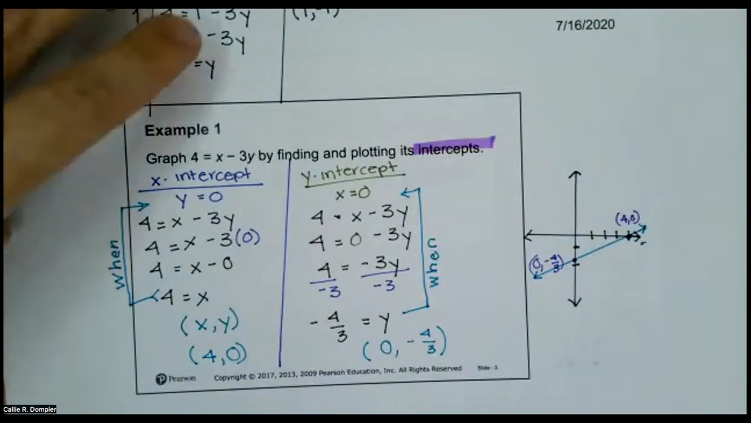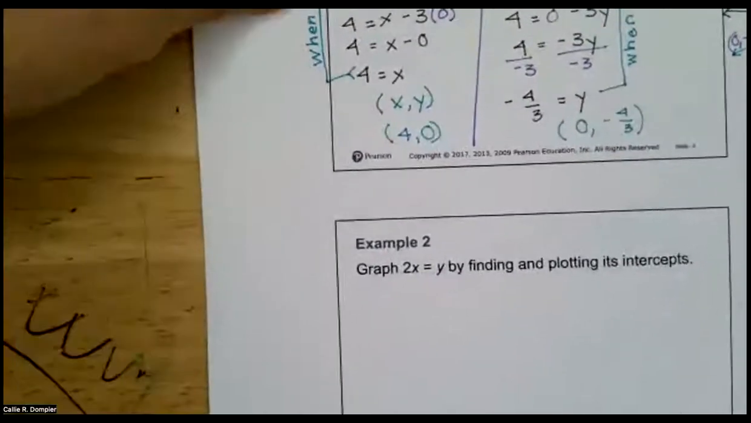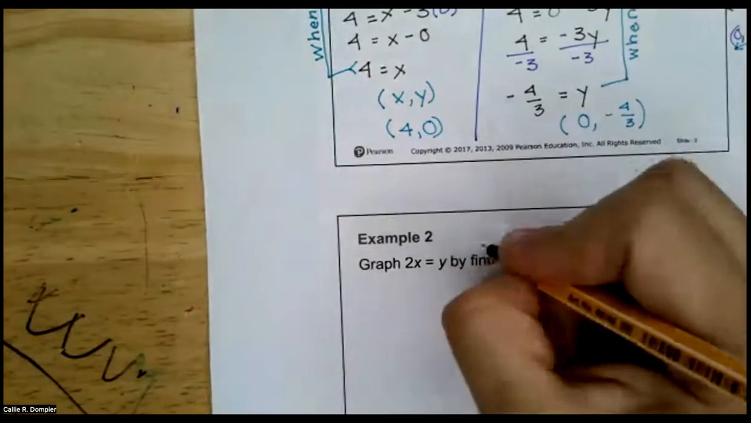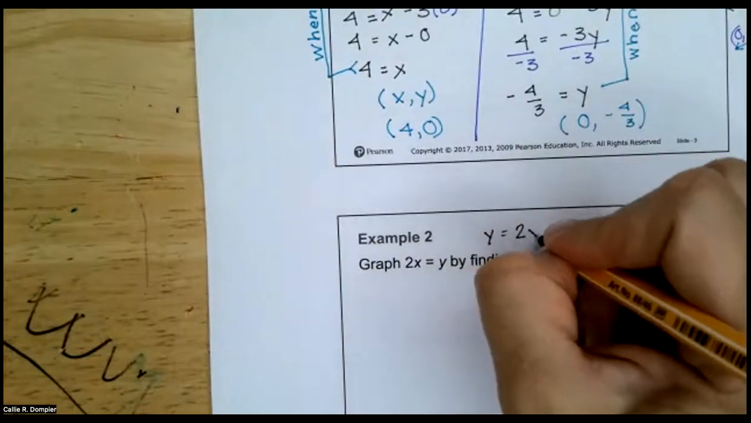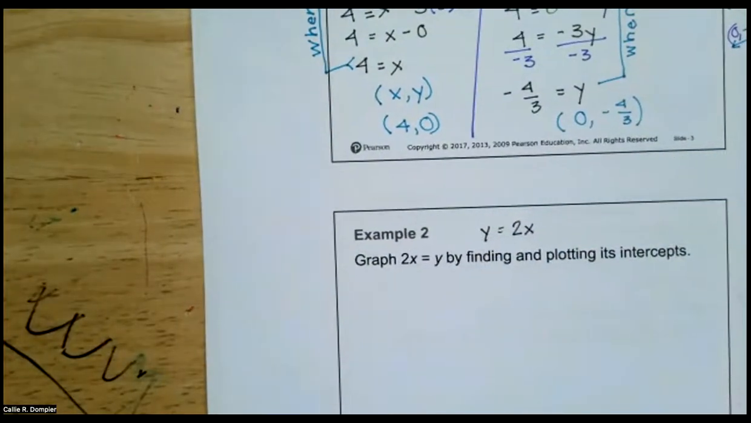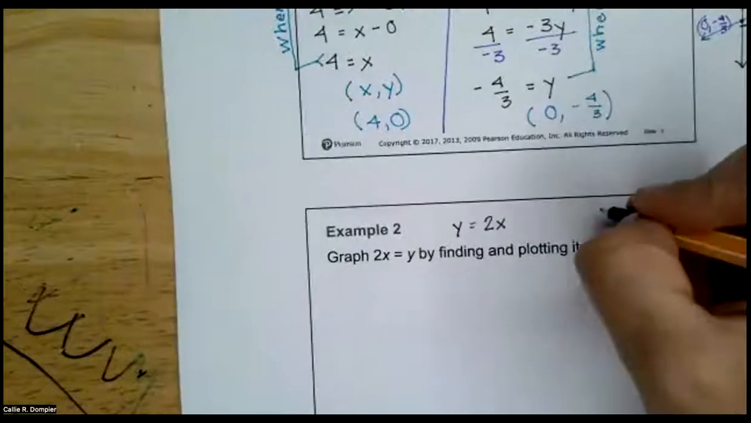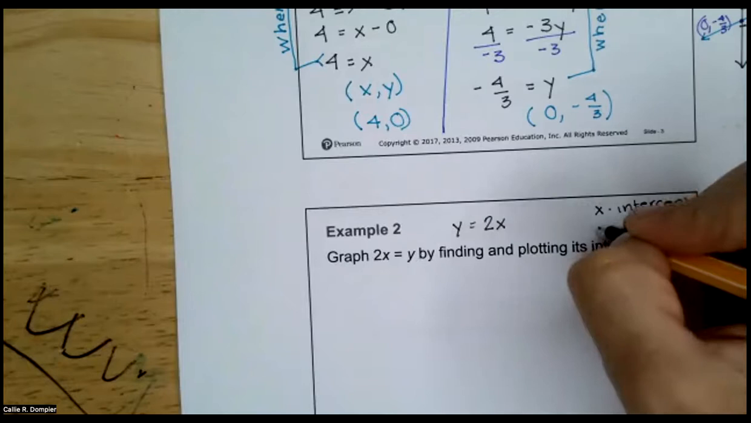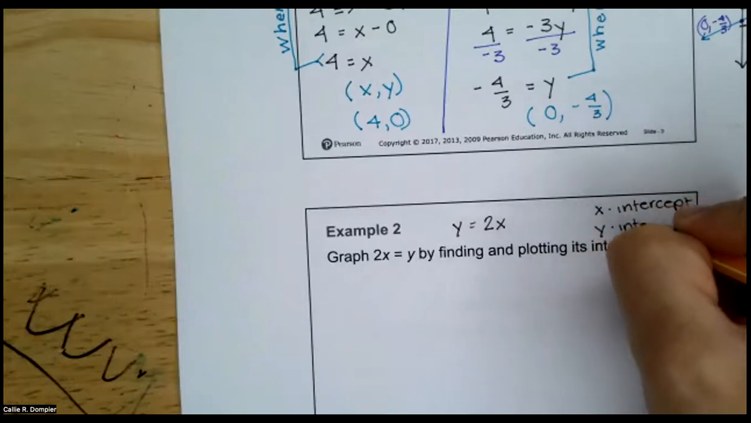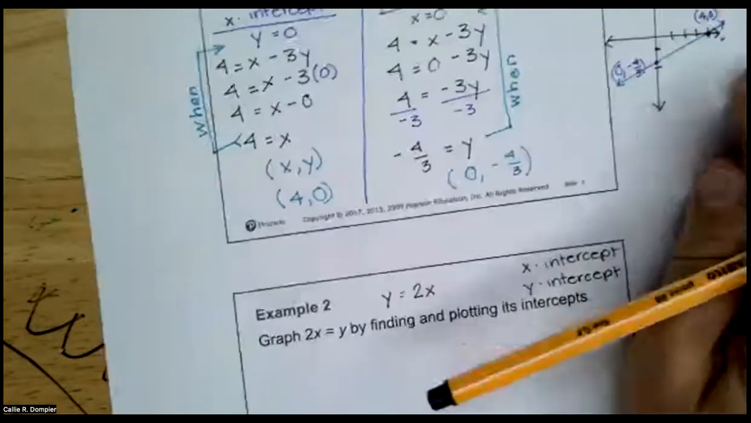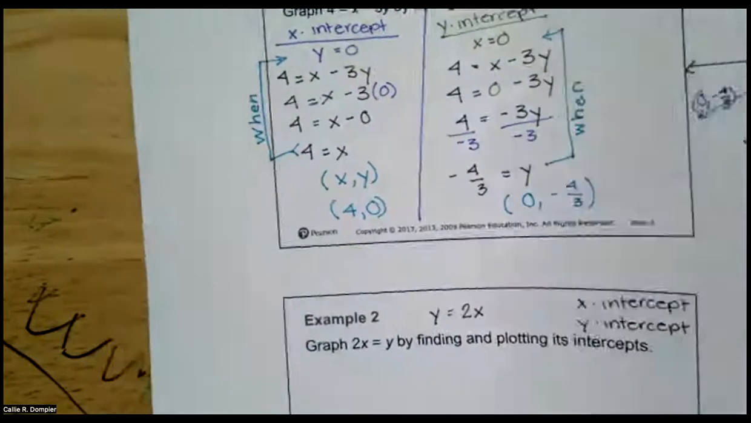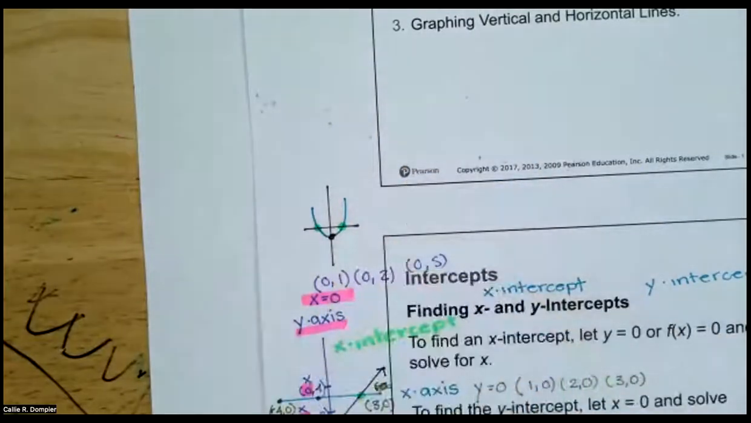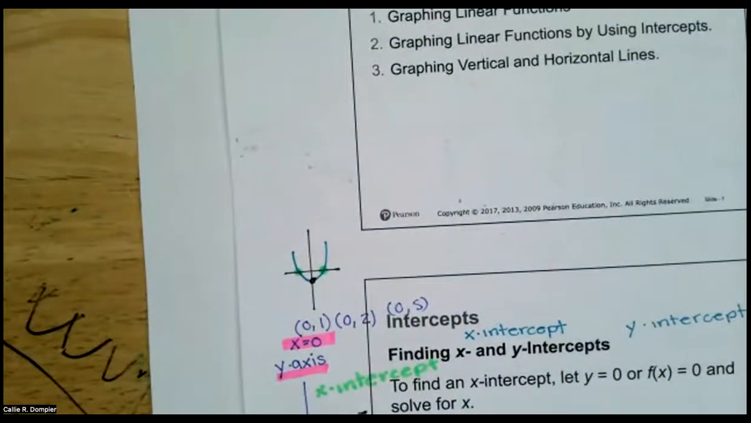Good. All right, example 2 says graph 2x equals y by finding and plotting its intercepts. This is the same as y equals 2x, if that's easier for you to look at. It's easier for me to look at that way. So plotting its intercepts means its x-intercept and its y-intercept. This usually means that there will be 2 points. Sometimes there will be 3, right? 1, 2, 3.